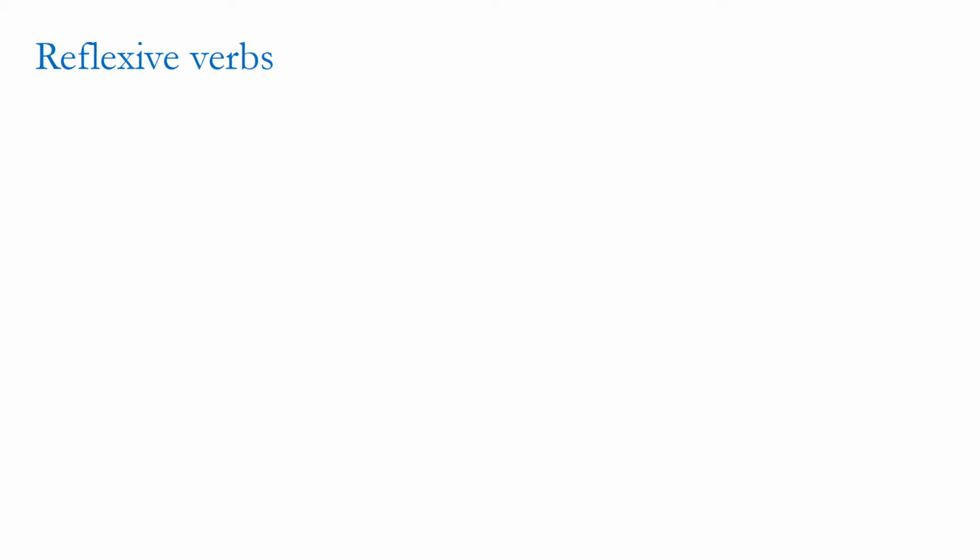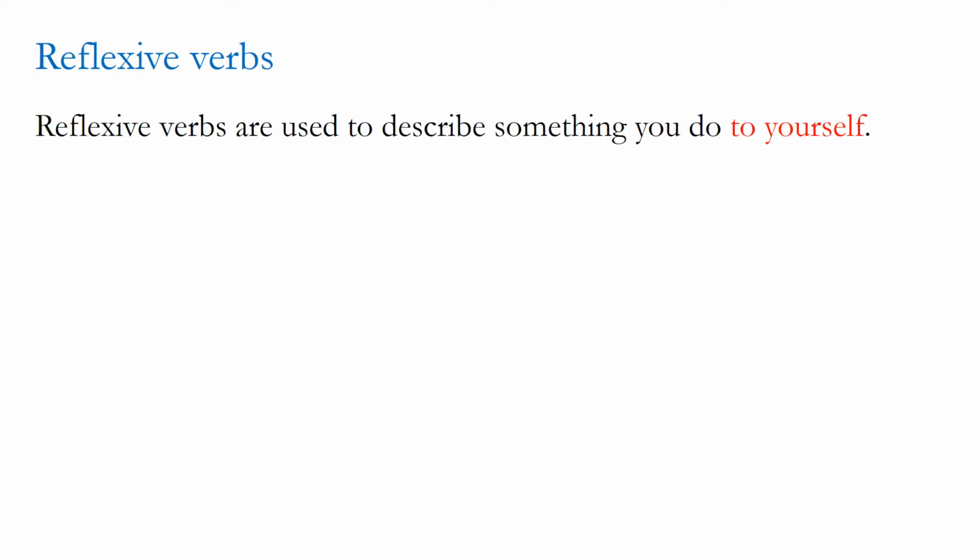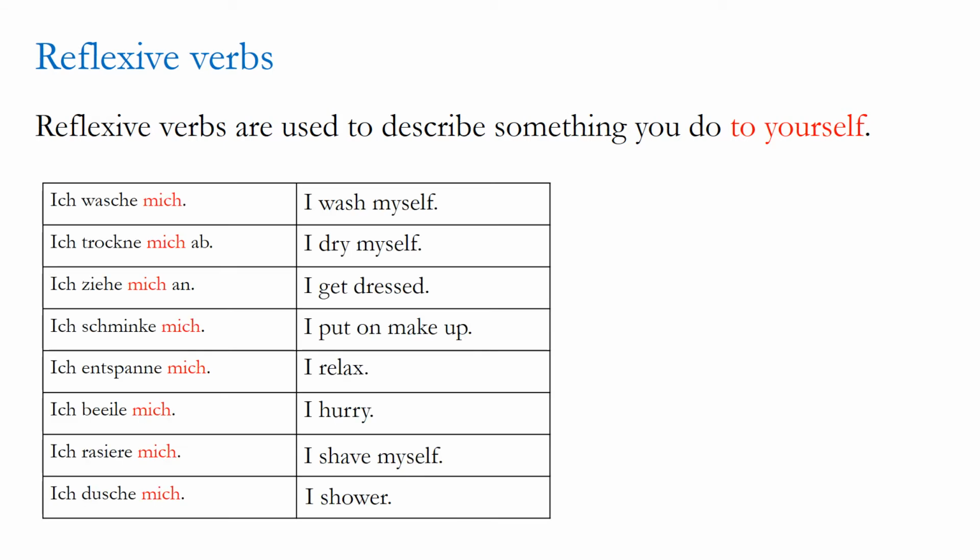Now, reflexive verbs are used to describe something you do to yourself, okay? An action involving yourself. So, for instance, the ones we've got from the starter. Ich wasche mich, ich trockne mich ab, ich ziehe mich an, ich schminke mich, ich entspanne mich, ich beeile mich, ich rasiere mich, ich dusche mich. All of these contain mich, okay? They all have the reflexive pronoun, and the reflexive pronoun depends on who is doing the verb as well, okay?